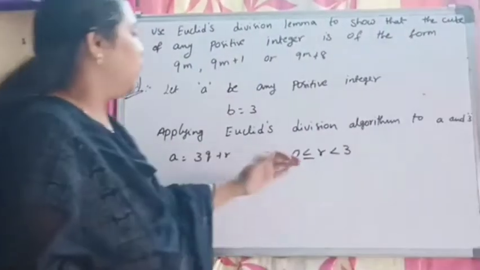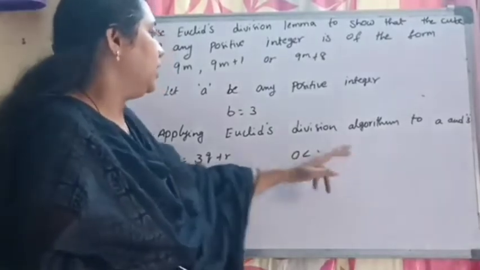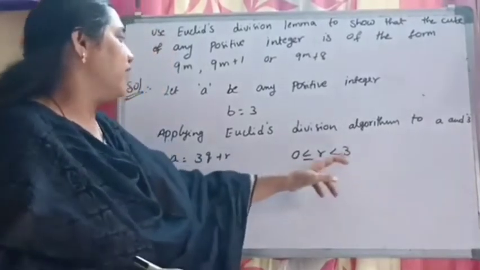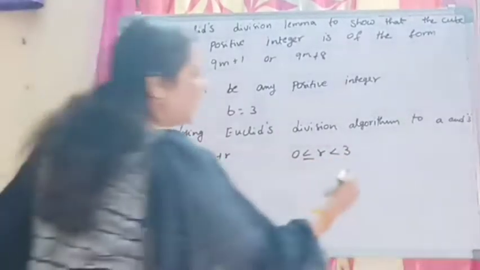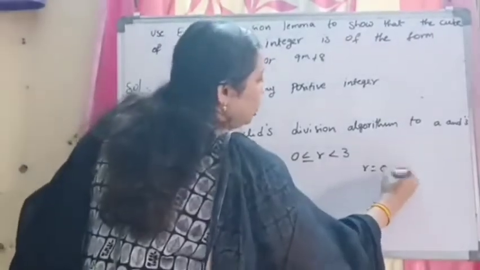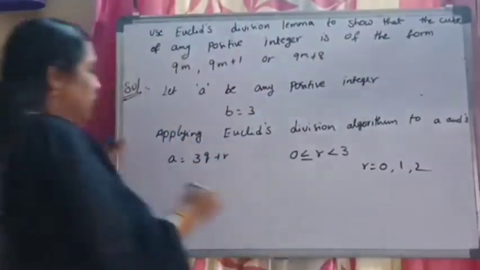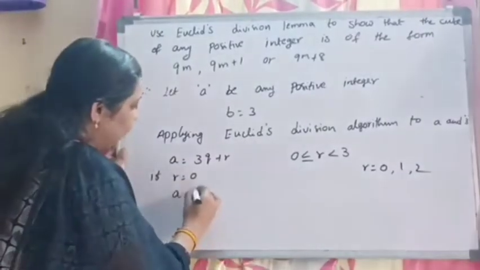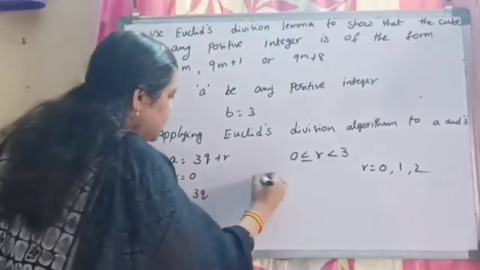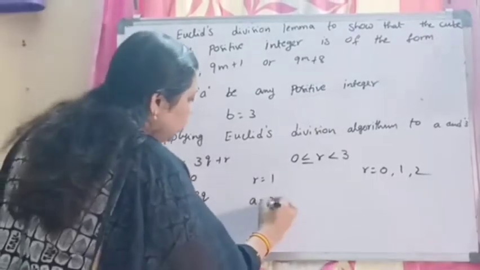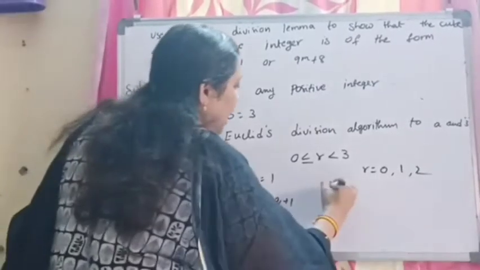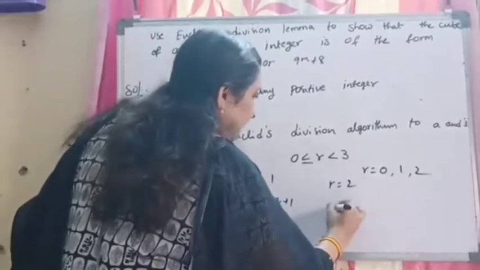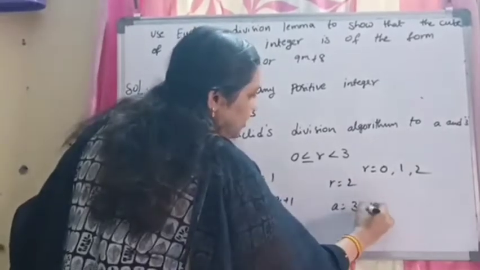The r value is always greater than or equal to 0 and less than b, that means less than the divisor. So we consider r is equal to 0, 1, 2. If r is equal to 0, a is equal to 3q. If r is equal to 1, a is equal to 3q plus 1. If r is equal to 2, a is equal to 3q plus 2.